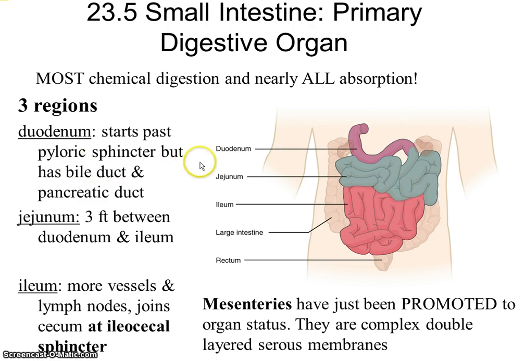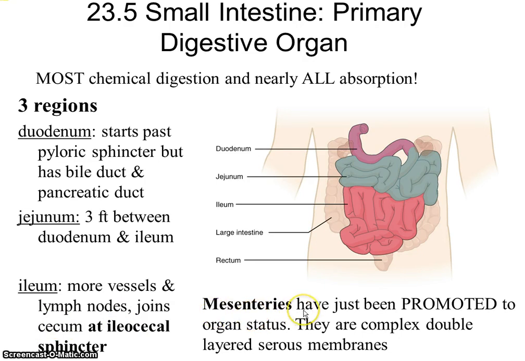It has a number of modifications for its function, including lots and lots of mucus glands and lots of ducts from the liver through the bile duct and from the pancreas. The jejunum is not quite as long as the ileum, but here's where we do a lot of absorption. It's between the duodenum and ileum. And then the ileum has lots and lots of blood vessels for absorption, lymph nodes to help for protection, and this will join the large intestine at an ileocecal sphincter, which is between the ileum and the cecum, the first part of the large intestine.